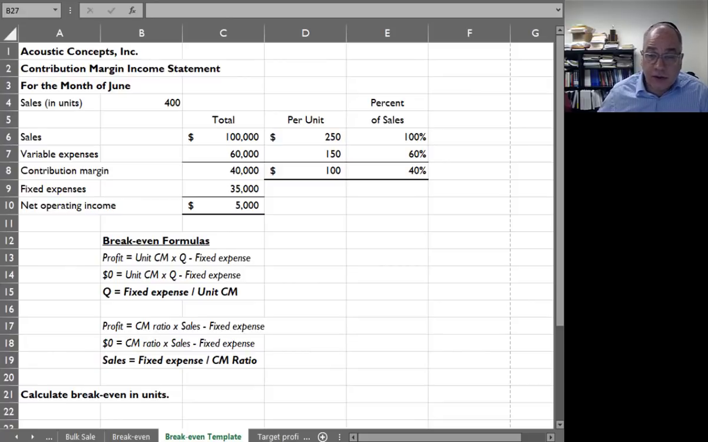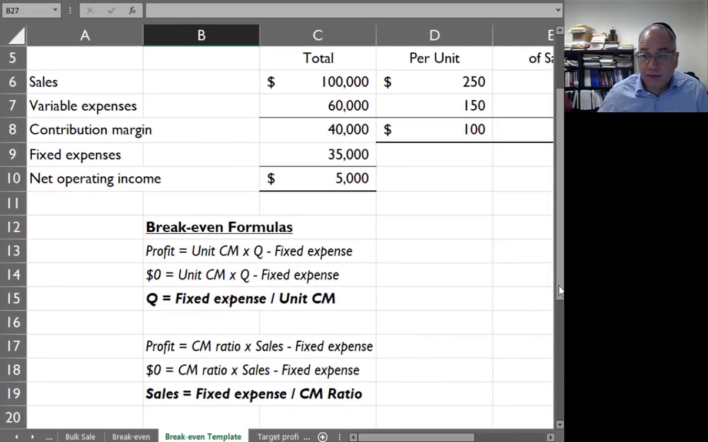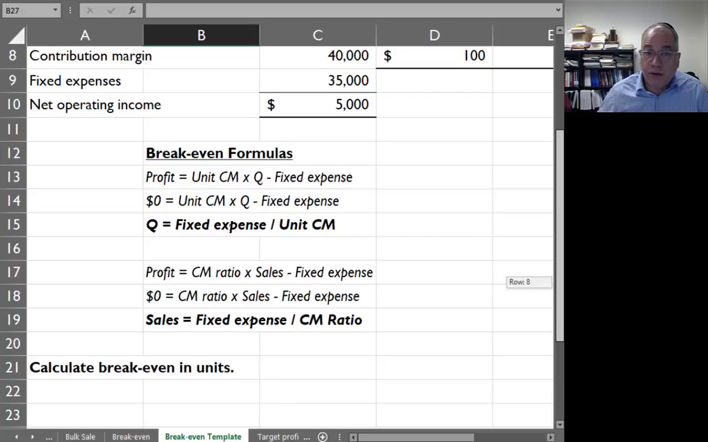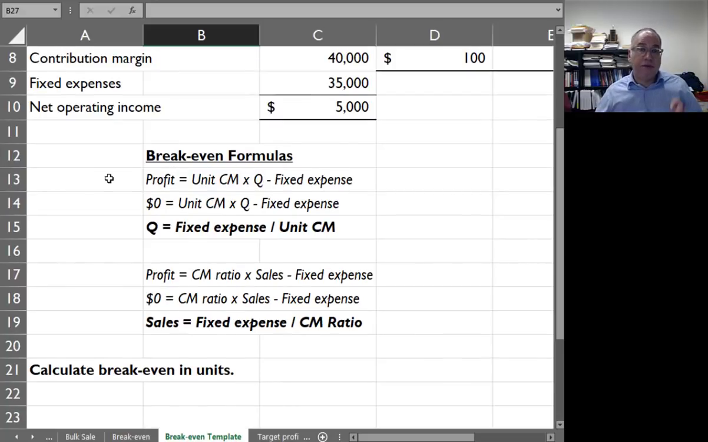To get the first formula, the break-even formula in units, let's say profit, like the formula we had before, equals the contribution margin per unit times the quantity of units sold minus your fixed expense. So if we set profit equal to 0 and rearrange the equation, we would get Q equals fixed expense divided by the unit contribution margin.